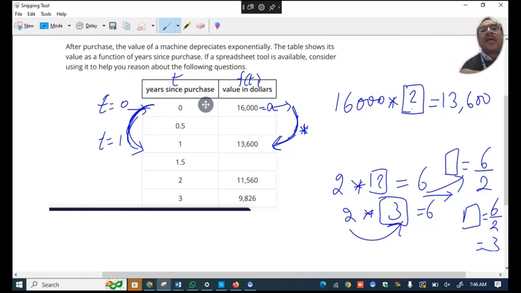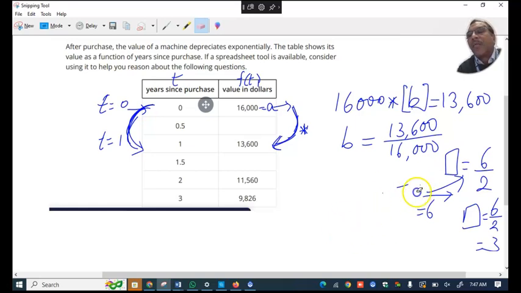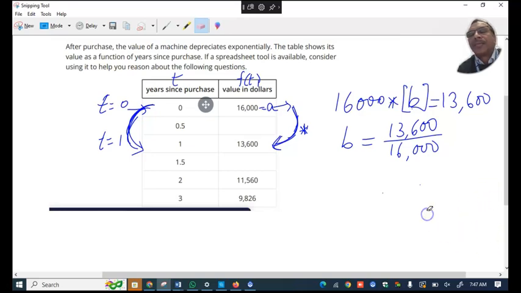Now, why I give this example is, can we apply it here now? This is the B, right? So we want to know this B. So B equals 13,600 divided by 16,000, and we can use a calculator. Everybody take out your phone and do your simple math there, or you can use our calculator also.